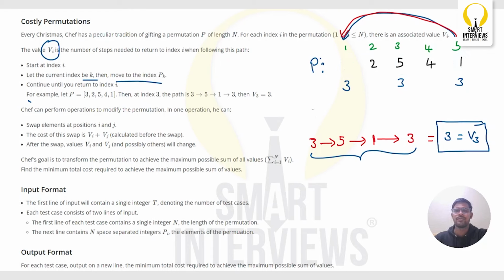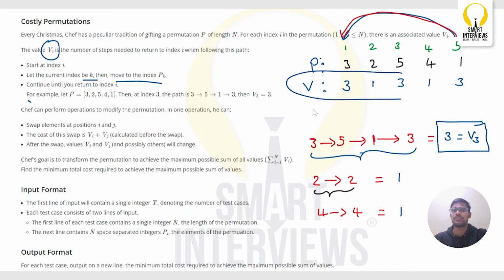And for 2, you'll start from 2, and again you will get 2. So what's the length of the path? It is 1. The length of the path is 1, only one unique element. So its V value is 1. For 4, the path goes from 4 to 4, the length is 1 and its V value is 1. So this is nothing but the V array.